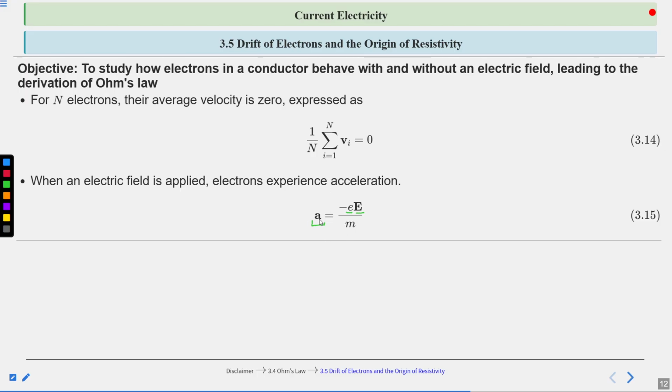We know that the force experienced by any charged particle is equal to Q into E. What is Q here? For an electron, it is minus e, and capital E is the electric field.